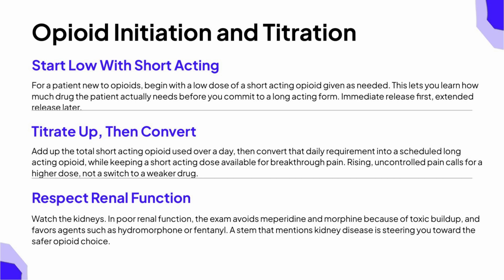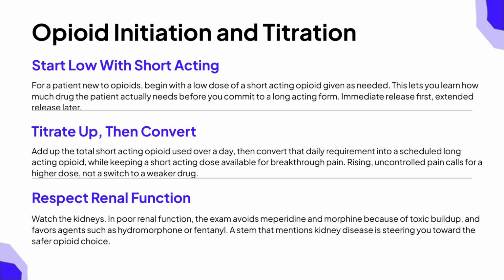Now, let us focus on opioid initiation and titration, because the exam tests this in a very predictable way. First, start low with a short-acting opioid. For a patient who has never taken opioids, begin with a low as-needed dose of an immediate-release opioid, so you can learn how much drug the patient actually needs before committing to a long-acting form.